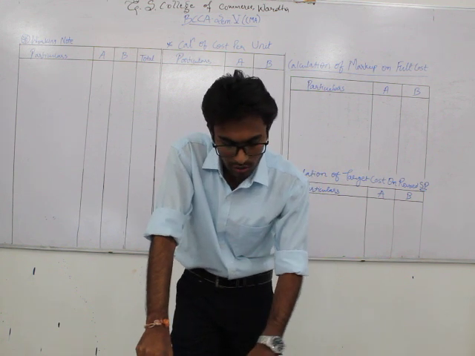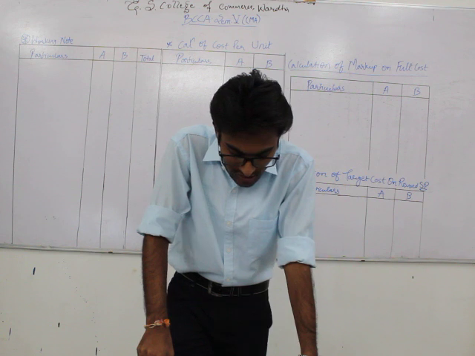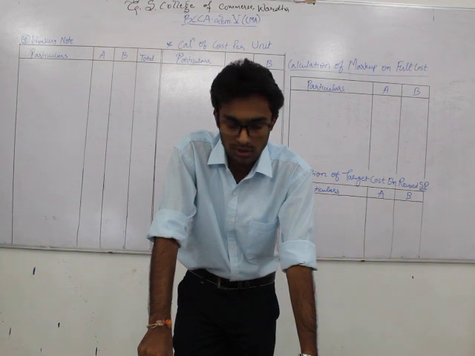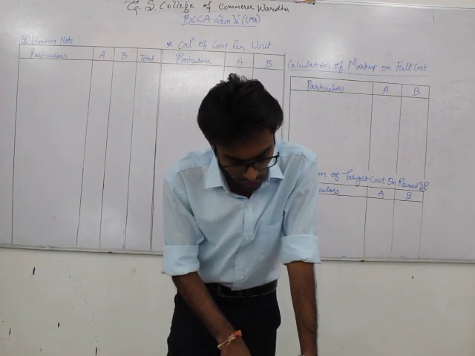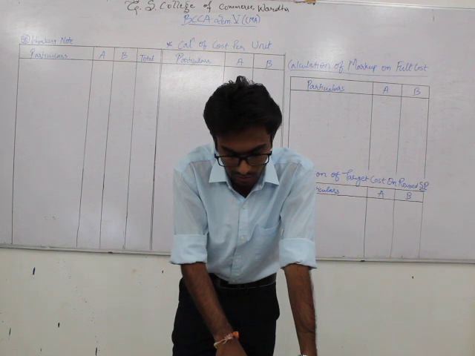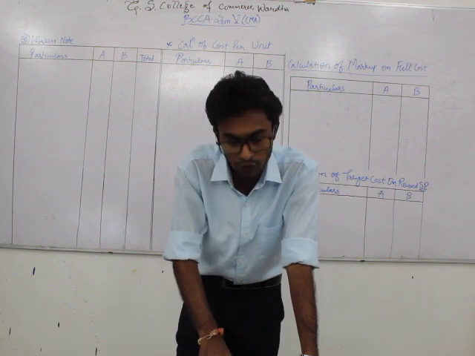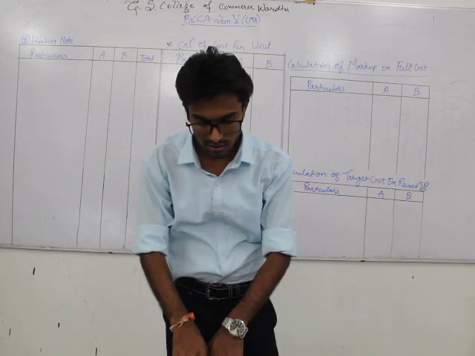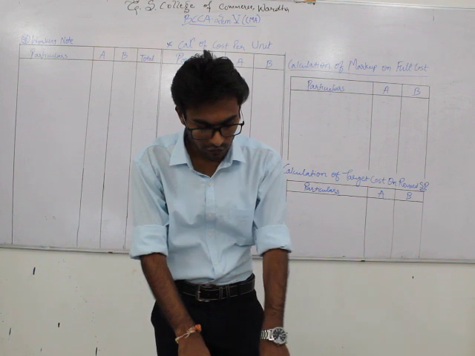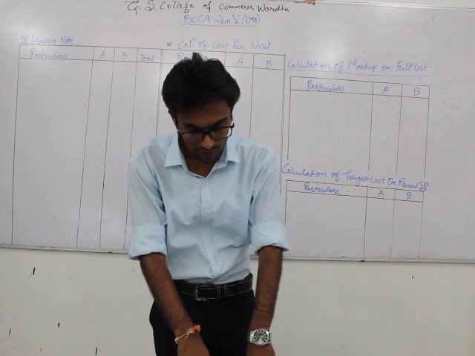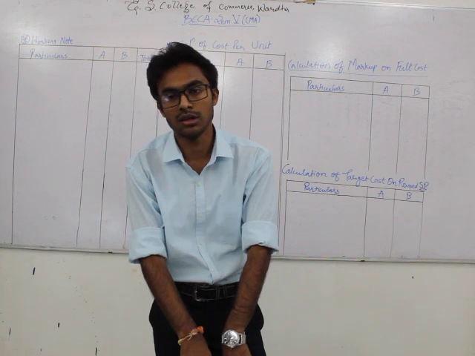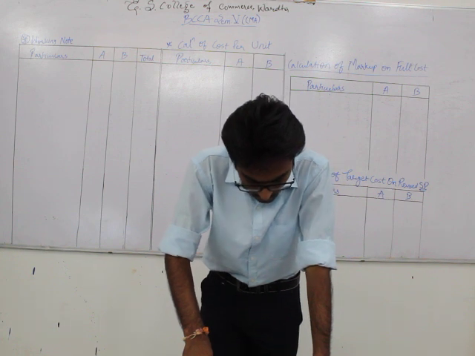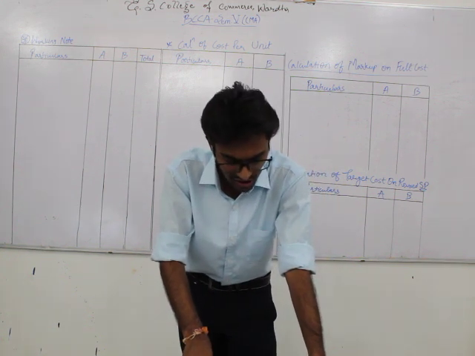For component A, annual production and sales of 1 lakh units at a sell price of 100 per unit. And for component B, annual production and sales of 50,000 units at a sale price of 160 per unit. Now we are going forward to some other details.